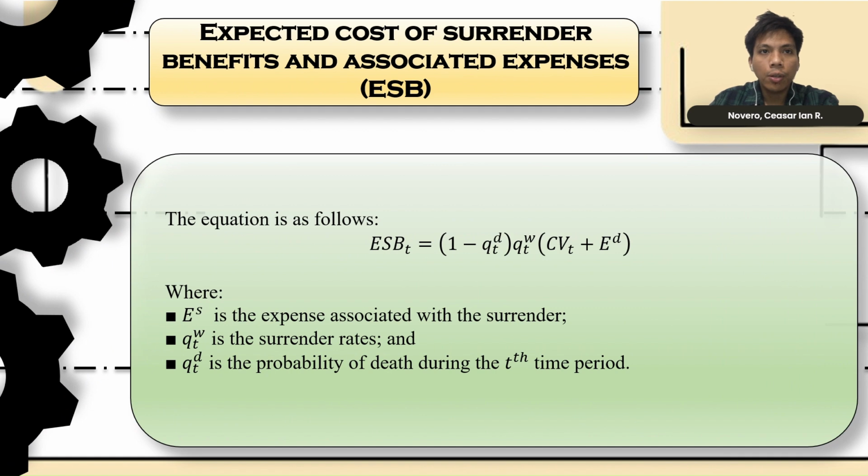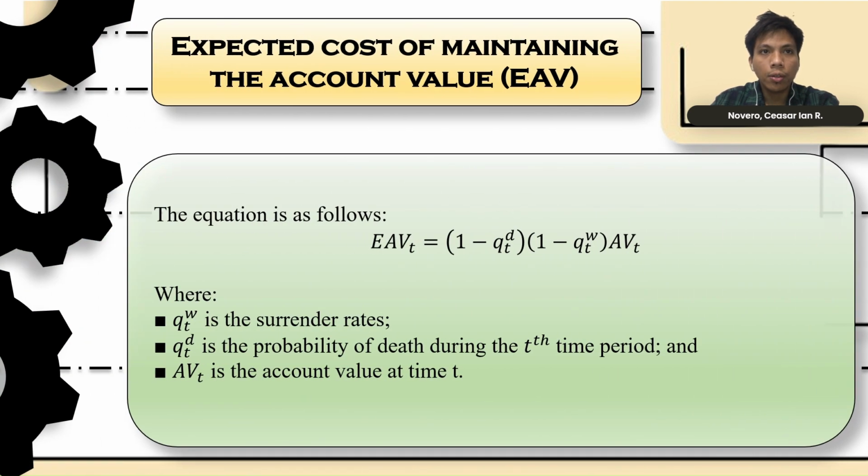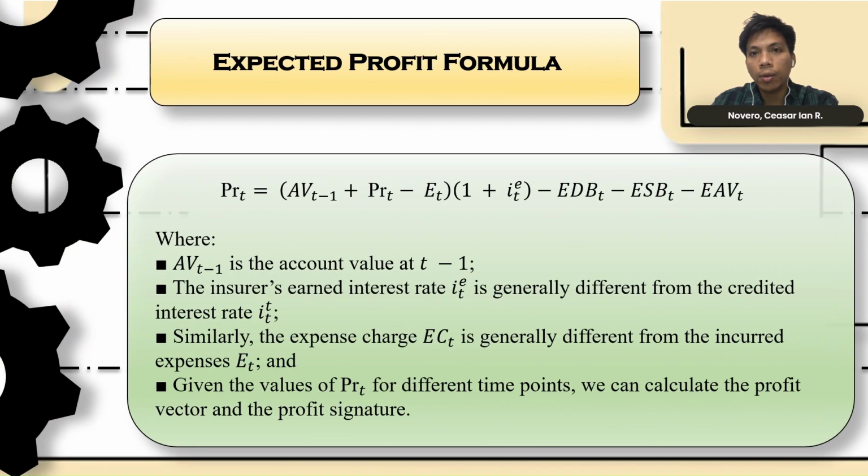Next, for ESB, we assume that the surrenders occur at year ends only. Hence, ESB is equal to this formula. Moving on to our EAB, we consider that if the insurer holds the full account value as a reserve for the contract, then the EAB is equal to this formula. Now, using the profit testing basis, we can calculate the expected profit by using the following formula of the expected profit shown in the slide.